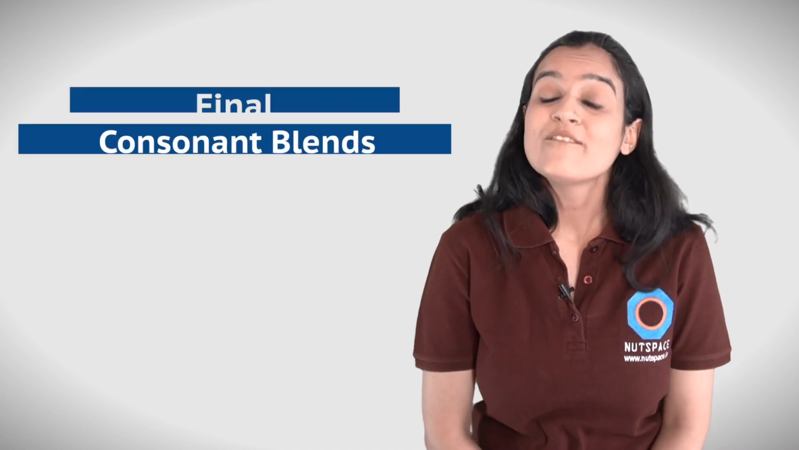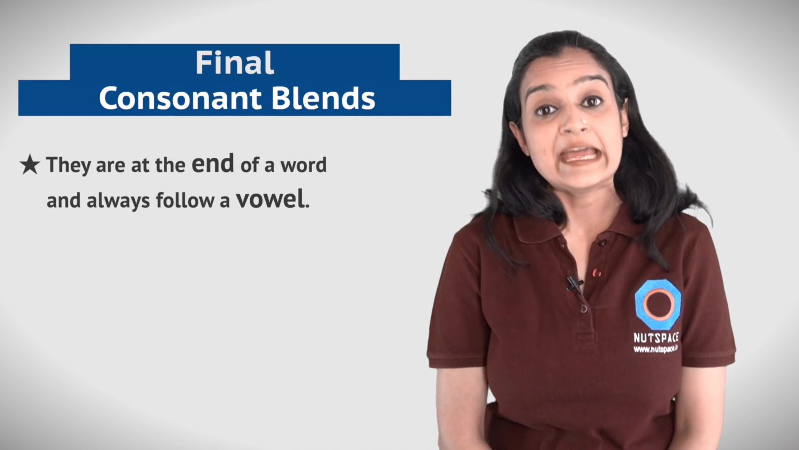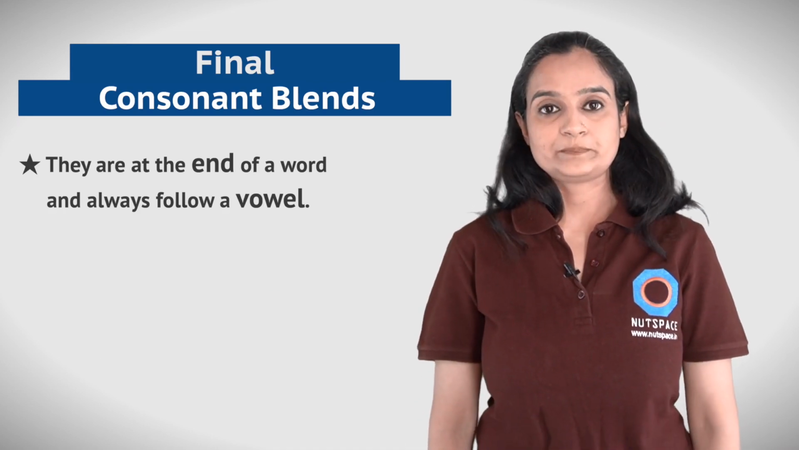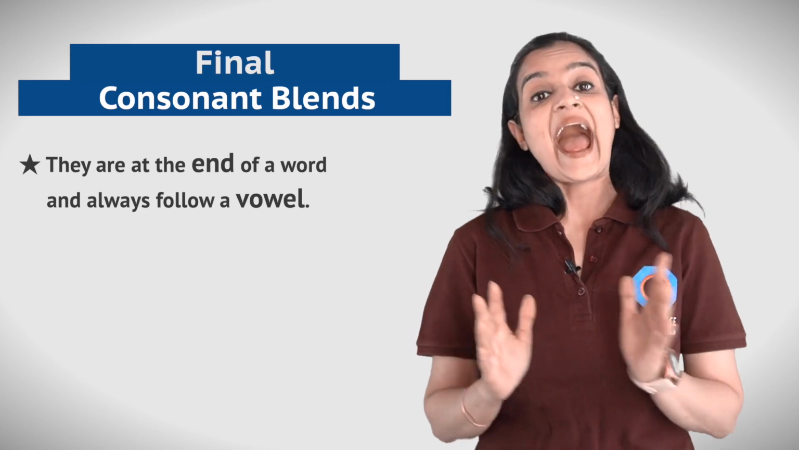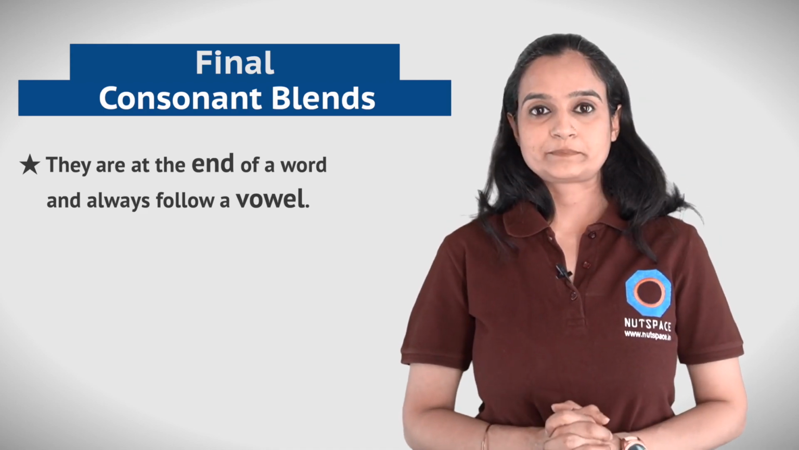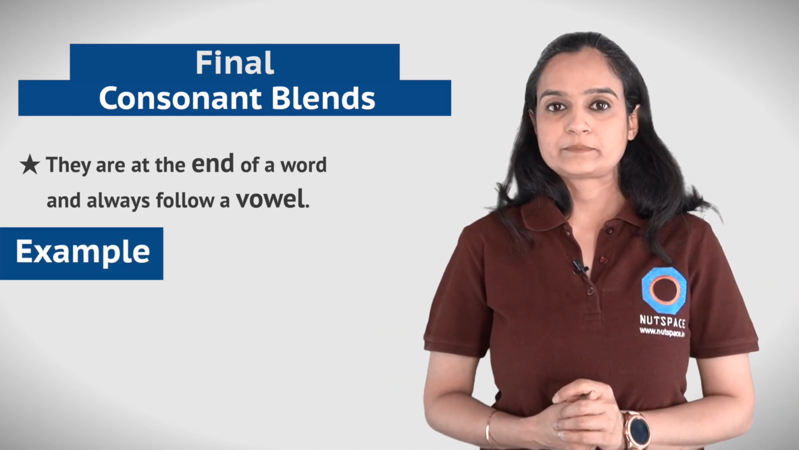Now, there are also final consonant blends. They are at the end of a word and always follow a vowel. The vowel and the consonant blend form a letter string. Let me explain this by way of an example.